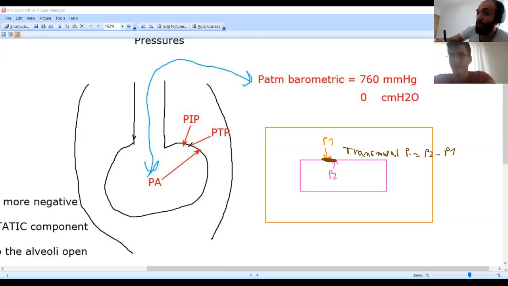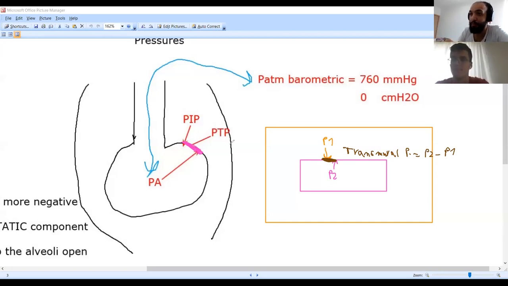So here in our lung, in the alveoli, there is a pressure from inside pressing on the wall? Yes, the alveolar pressure. There is a pressure pressing from outside on the wall? Yes, the intrapleural pressure. So there is a pressure across the wall? Yes. There is a transmural pressure of the alveoli called the transpulmonary pressure. Clear? So PTP will be what? PA minus PIP, inside minus outside.